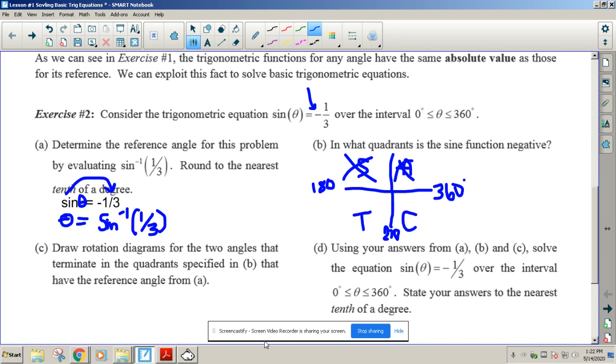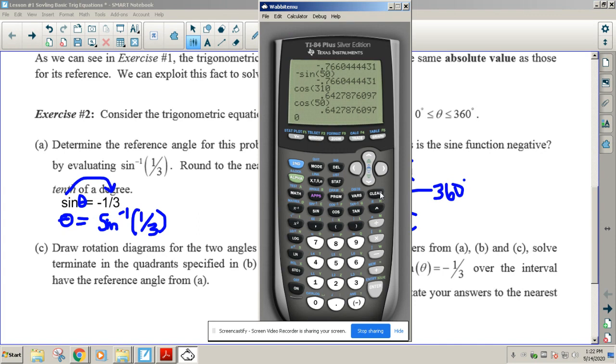This is going to tell me my angle. So let's take a look at this on the calculator. I'll clear out all this other stuff. Now if I have the arc sine, second sine, and I enter 1 divided by 3. Notice I didn't put the negative because this is giving me the reference angle. Rounding to the nearest tenth of a degree, this is a 19.5 degree reference angle.